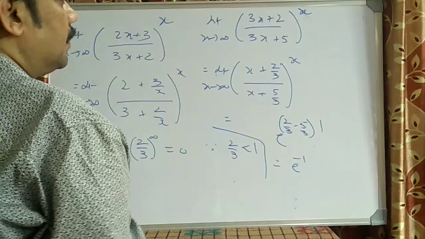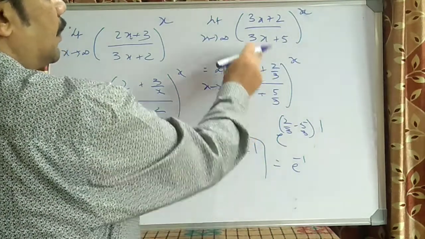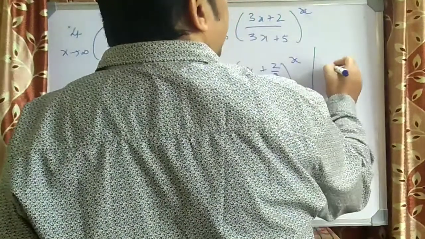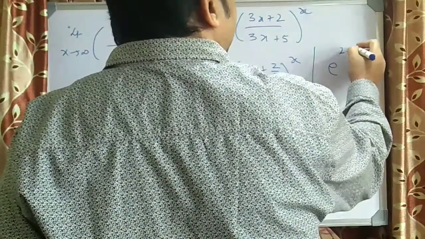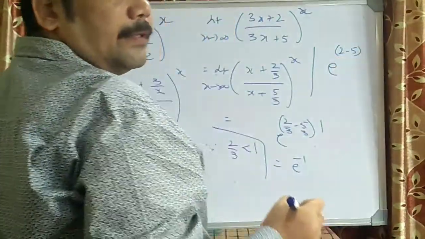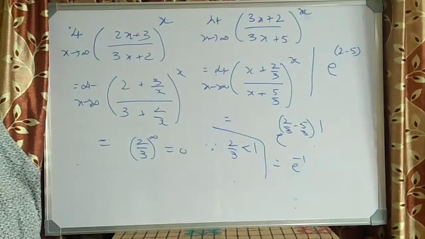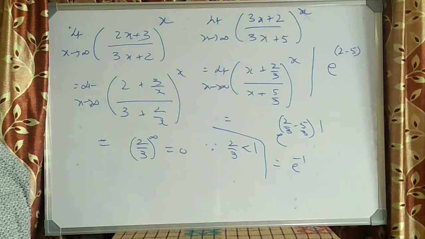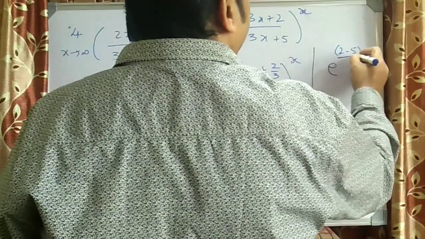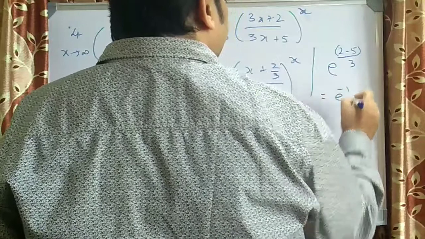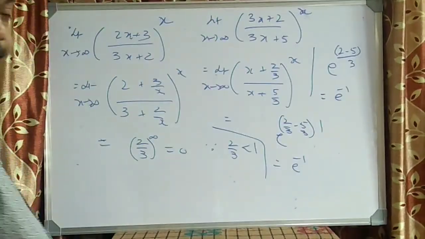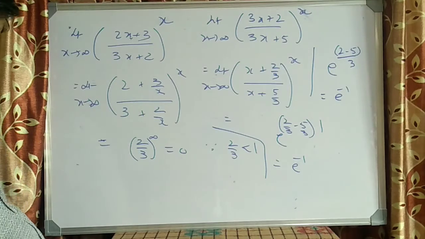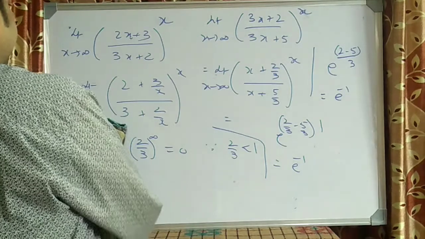Okay, but instead of this, how can I directly apply the same? The same can be done in this way also. e to the power 2 minus 5. Now I divide with the equal coefficient of all the terms of x, so by 3. So again e to the power minus 1 I am getting. Okay, is it understandable?